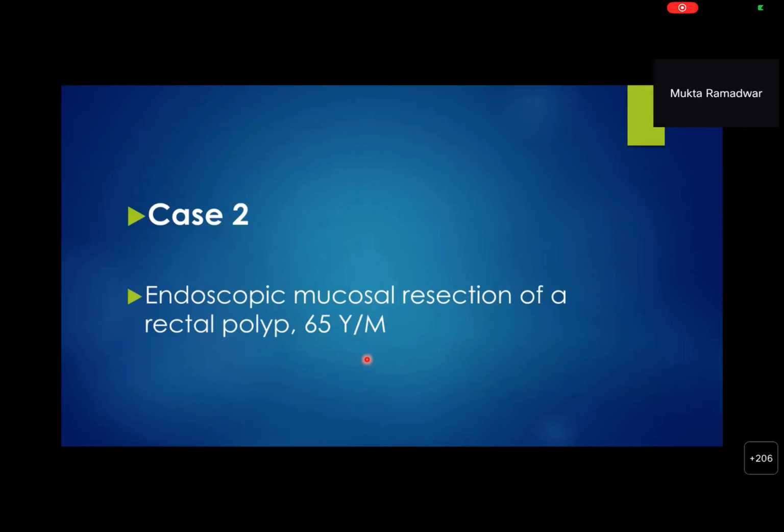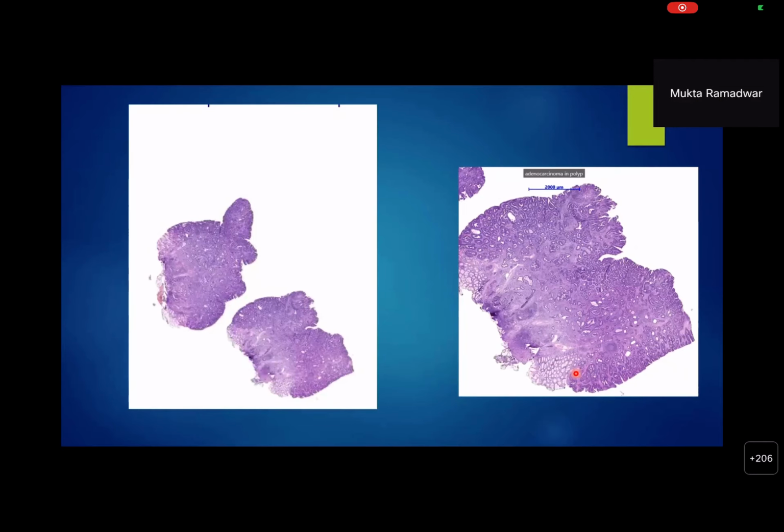So case 2 is endoscopic mucosal resection of a rectal polyp, and the patient this time is a 65-year-old male. Okay, so Anamika, can you take this? This is not a very difficult case to diagnose, but there are certain stark differences between case 1 and case 2. Anamika, are you there? Or can we go to Tushar? Is Tushar there? Yes, ma'am. Yeah, Tushar, can you take this case? Yes, ma'am. Yeah, let's go ahead.